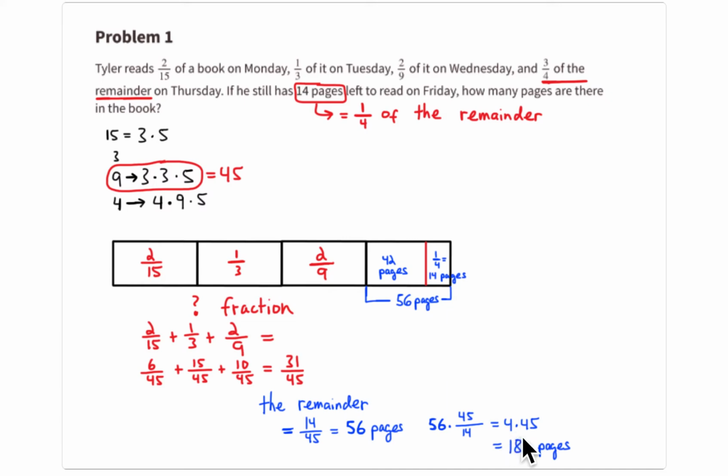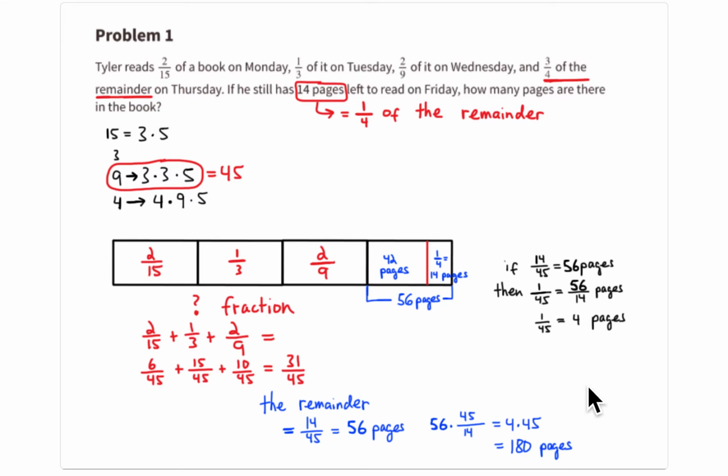And so now I just multiply 45 times 4 pages. 1/45 of the book is 4 pages long. I'm going to go over this again in another way in just a moment, so just hang in there. 4 pages of the book is equal to 1/45. That means the whole book is 45 of those 4-page parts. 45 times 4 is equal to 180 pages. So the book is 180 pages in length.